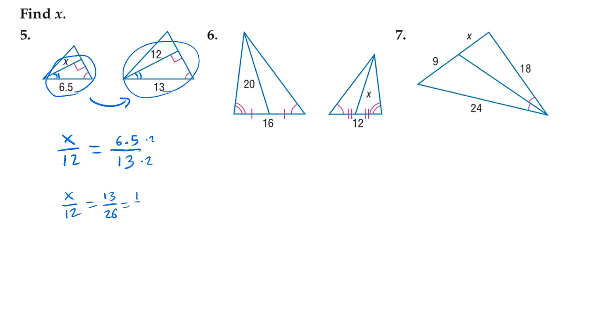Oh, but this is just 1/2 on the right. So x is to 12 as 1 is to 2. So we cross multiply, but we know it's 6 already. And so x is 6.